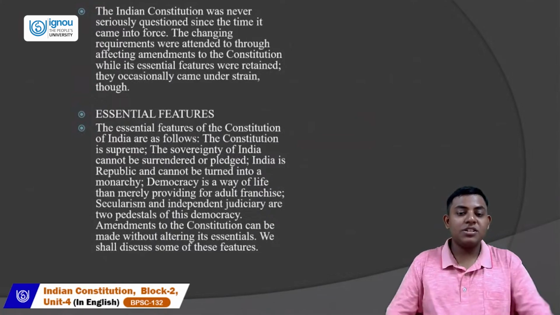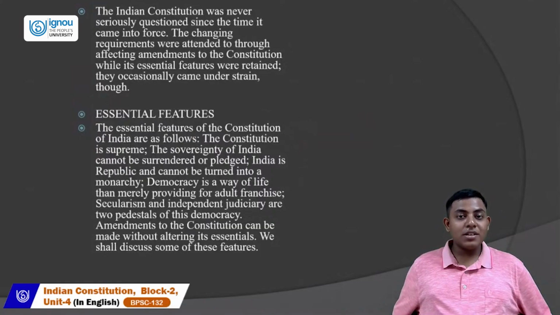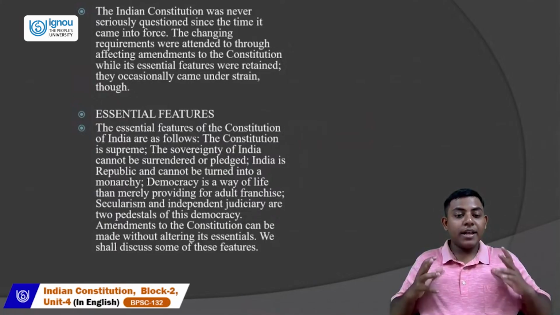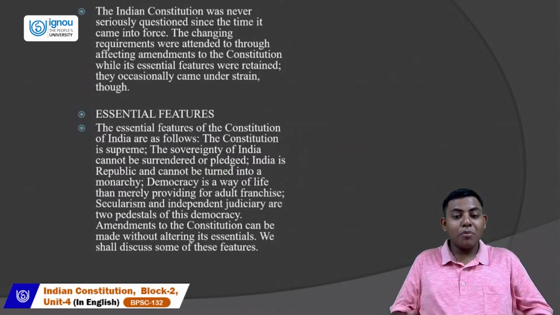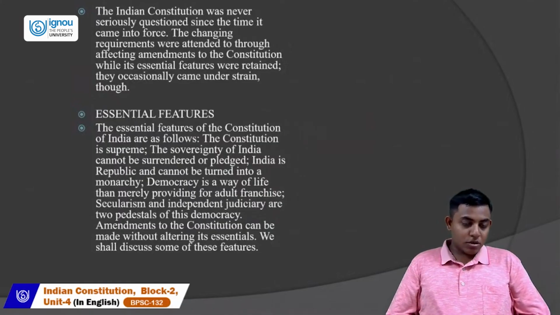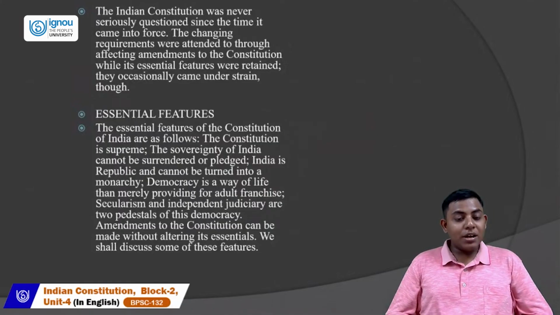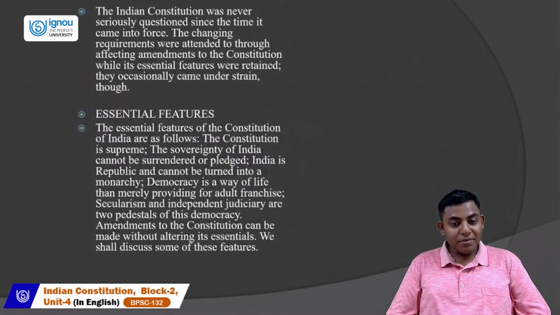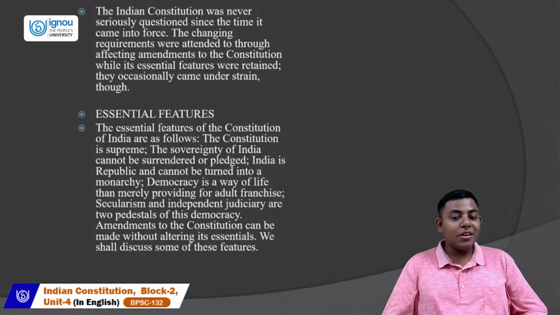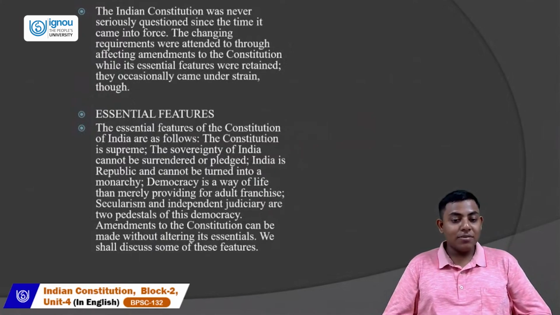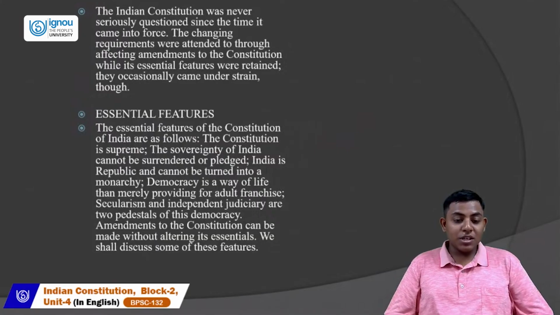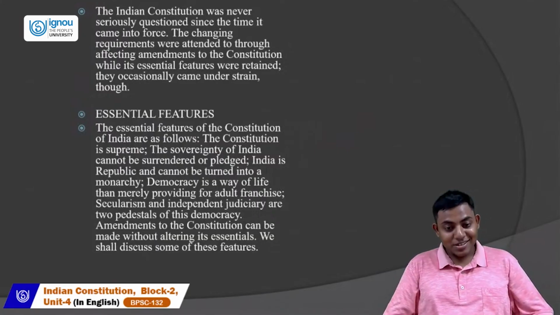So what are some of the essential features of the constitution? The first essential feature is that the constitution itself is supreme, and the sovereignty of India cannot be surrendered or compromised at any cost. India is a republic and it cannot be turned into a monarchy. Democracy is a way of life. It is not merely providing for universal adult franchise; rather, it is a way of life. And secularism and an independent judiciary are two pedestals of this democracy. So amendments to the constitution can be made without altering its essentials.